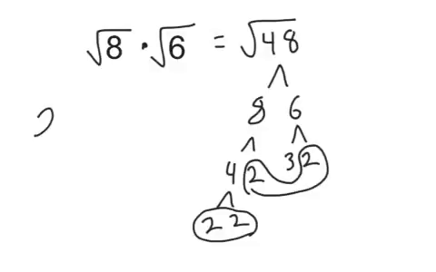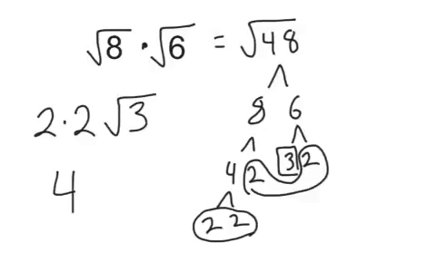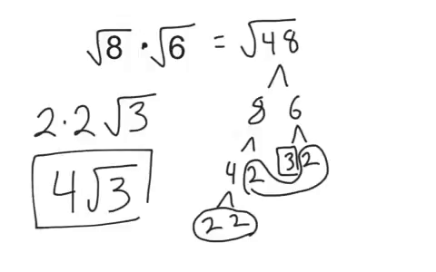So what makes it out of the house? A 2. Another 2. And who has to stay inside the house? The 3. Okay. 2 times 2 is 4. So your answer is going to be 4 square root 3. You can say it out loud. Don't be shy.